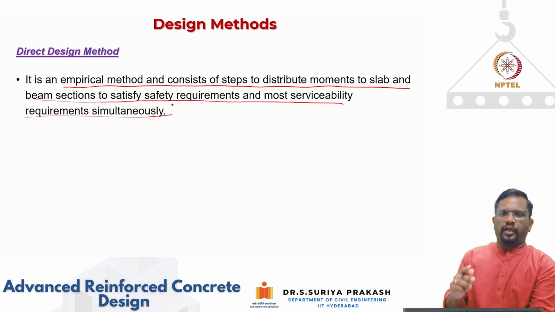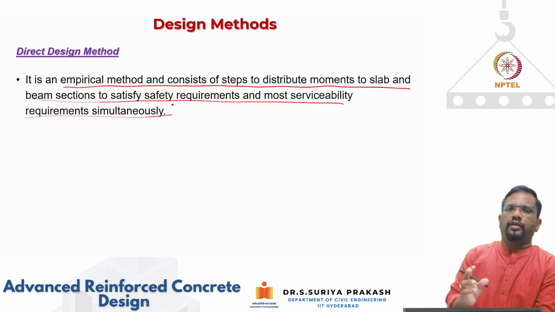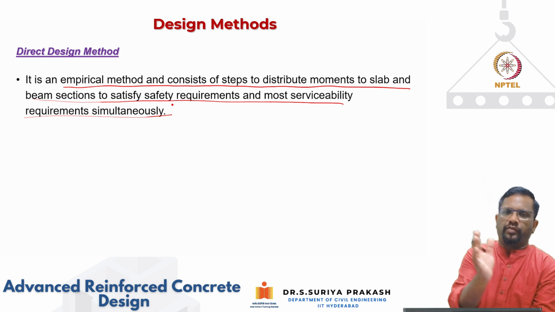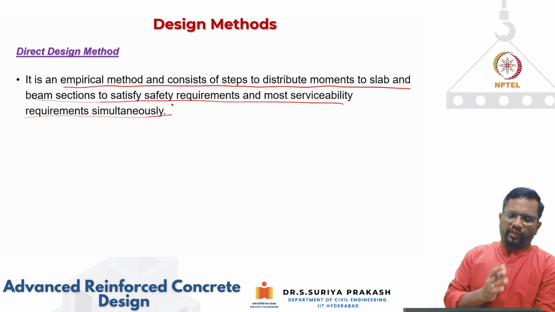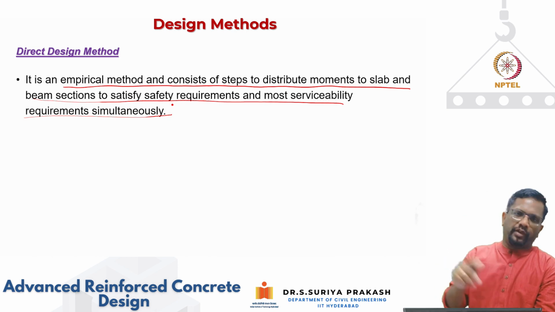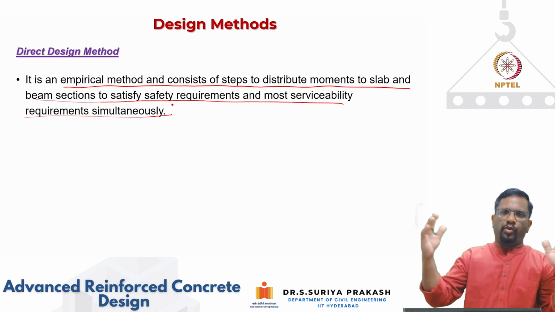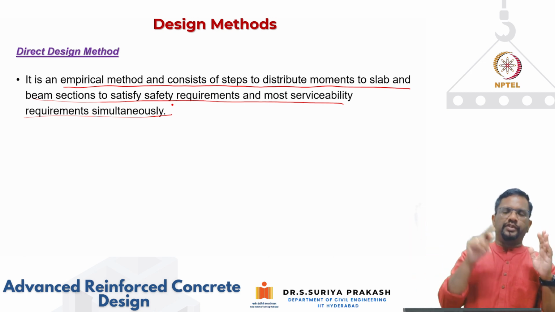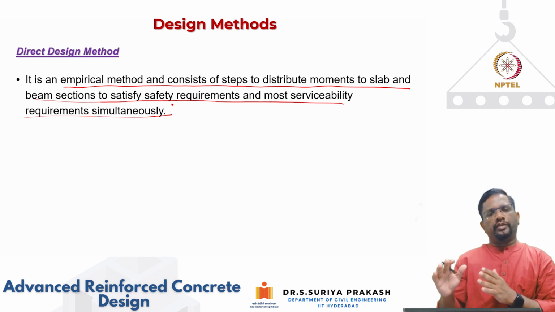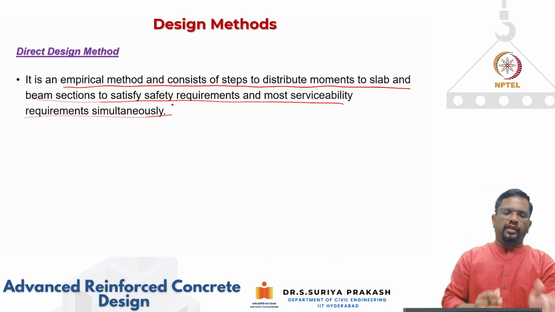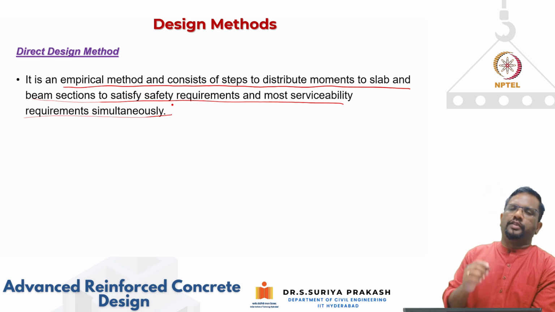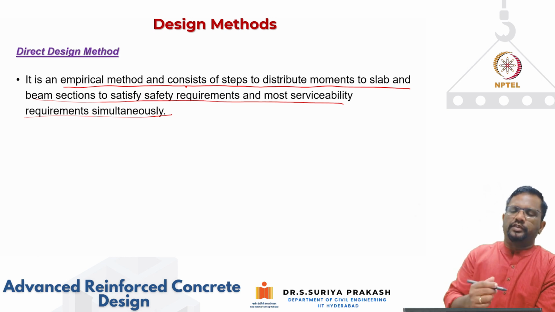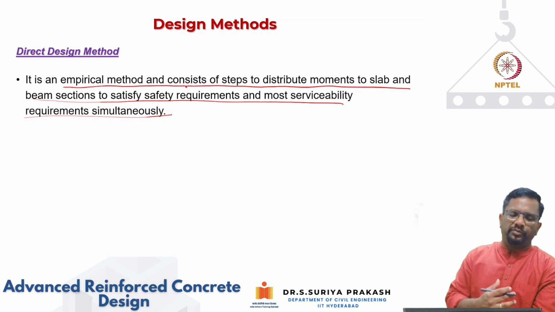So what does it mean? It is an empirical method where coefficients for moments are given for different locations of a two-way slab. And how were these coefficients derived? They were derived based on single cycle moment distribution. We don't do the entire moment distribution because we have kept some boundaries, limits within which even if you do the single cycle moment distribution method, the results are going to be accurate. Only within that condition can we use this direct design method, and it is an empirical method. And as it says, it consists of steps to distribute the moments to slabs and beams to satisfy safety and serviceability requirements. Now, let us see.